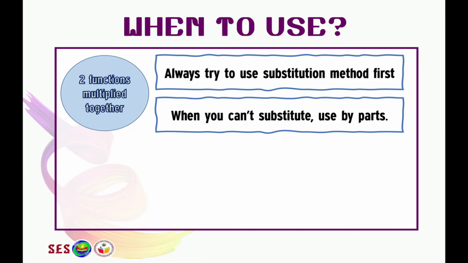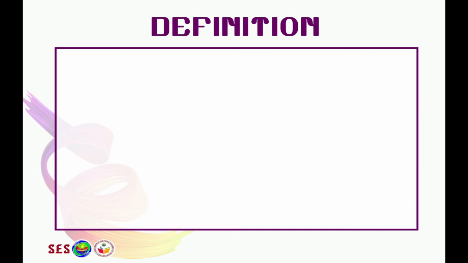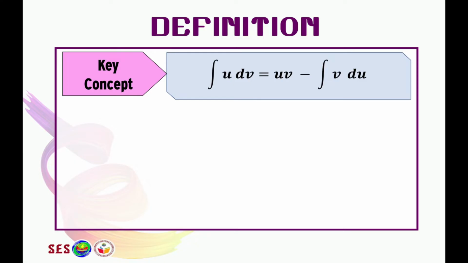And there is one function that we definitely need to use by parts. That is integration of ln. Okay, so we'll see the example later. The formula for by parts, the key concept, is integration of u dv is equals to uv minus integrate v du. Alright, so don't get confused.